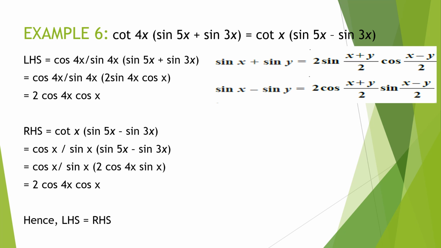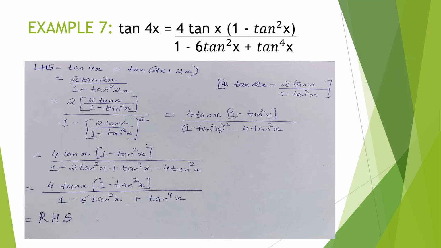The same example can be proved in other ways also. Example 7. All examples will be of different type and you will have to use a different set of formulae for each of them. Tan 4x is equal to 4 tan x into (1 minus tan square x) upon 1 minus 6 tan square x plus tan raised to 4x.